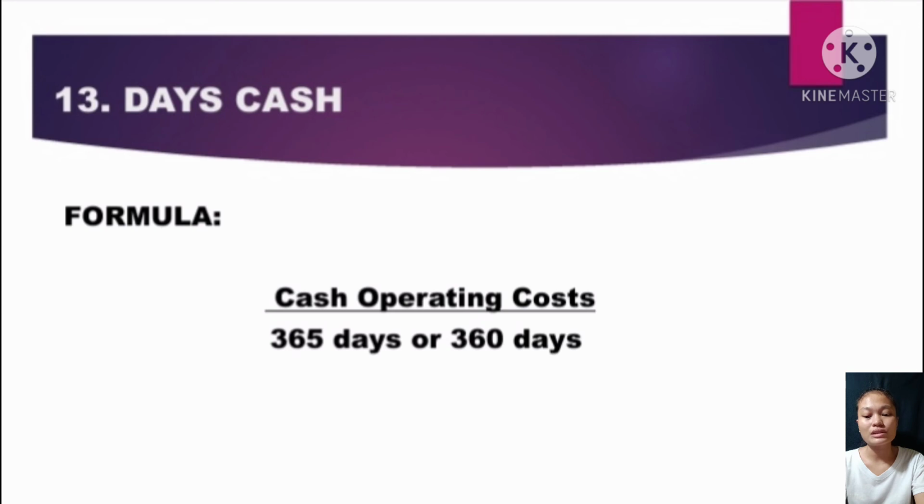Days cash. The formula is cash operating cost divided by 365 days or 360 days. Days cash indicates the ability of the firm's cash to pay the average daily cash obligations.